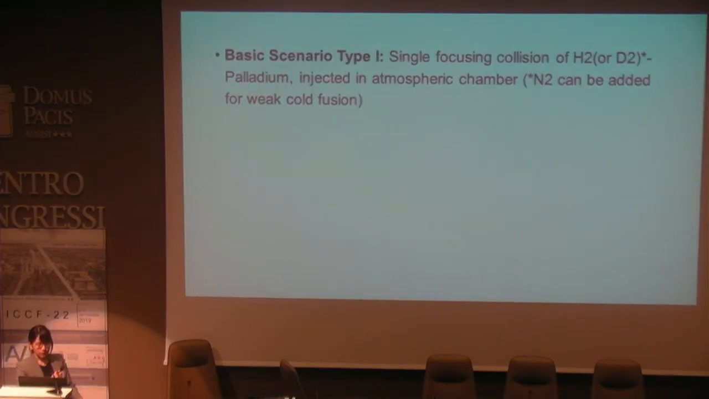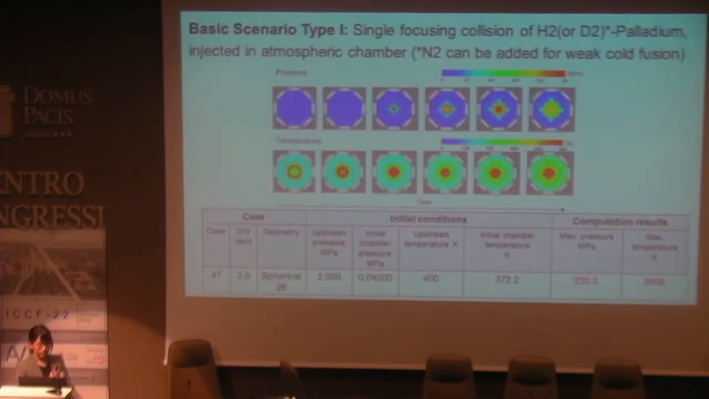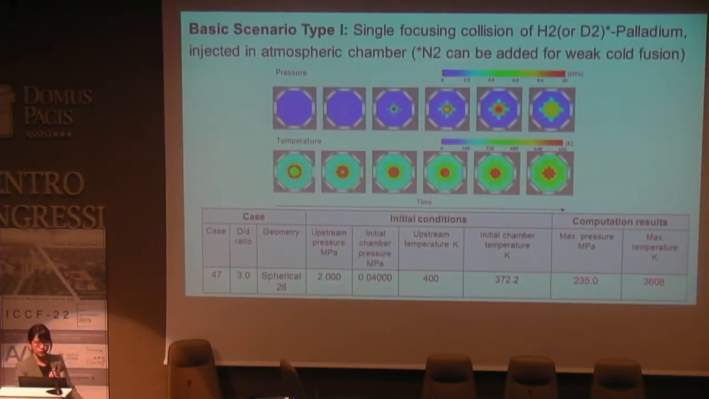So next I'll explain the first scenario type that I've explained earlier, which is single focusing collision of hydrogen or deuterium and palladium injected into atmospheric chamber. And these are results of the supercomputer simulations. For basic scenario type 1, we obtained the maximum pressure over 200 megapascal and the maximum temperature over 3000 Kelvin. And these are time histories of the pressure distribution and temperature distribution at the center of the reaction chamber.